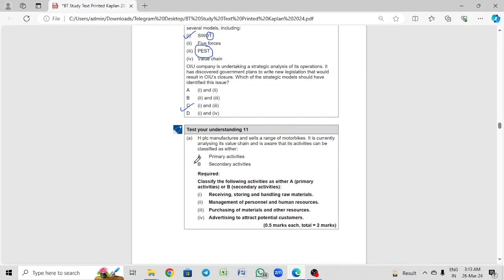Now test to understanding number 11. H Public Limited Company manufactures and sells a range of motorbikes. It is currently analyzing its value chain and is aware that its activities can be classified into primary activity or secondary activity. Classify the following activities as either primary activity or secondary activity. Receiving, storing and handling raw material, primary activity. Management of personnel and human resources, again secondary activity. Now purchasing of raw material and other resources, again secondary activity. And advertising to attract potential customers, again primary activity.